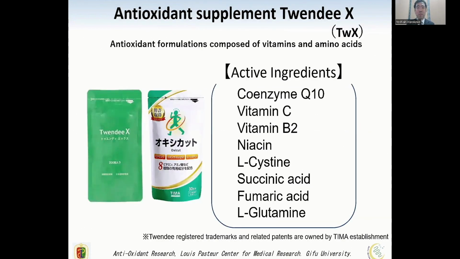As in the previous presentation, this experiment was also studied using the antioxidant combination 20X, developed by Professor Infusa of our division. The active ingredients, as shown here, consist of 8 vitamins and amino acids. It has high antioxidant activity and has no side effects. This finely adjusted combination ratio has earned Japanese and international supplement patents.